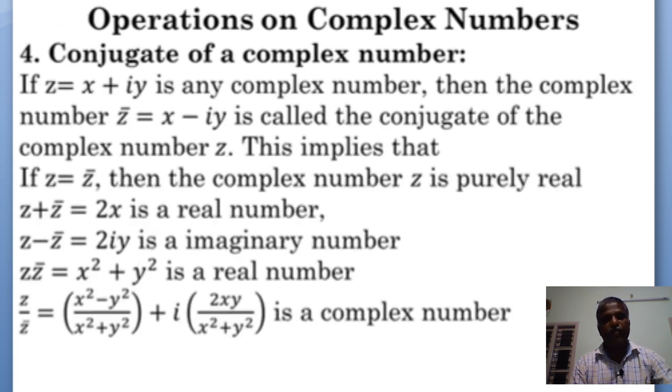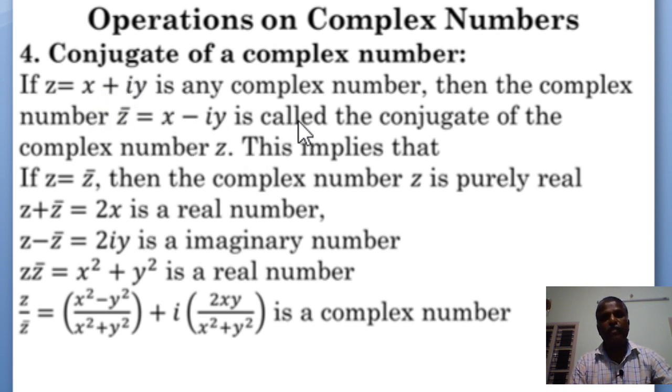Next we have to find the conjugate of a complex number. This property does not come in real numbers, so it is only in complex numbers. If z is equal to x plus iy is any complex number, then x minus iy, so we change the sign of the imaginary part. Here we have plus, here it is minus. This x minus iy is denoted by z bar, the conjugate of z is equal to x plus iy. So the conjugate of a complex number is nothing but changing the sign of the imaginary part.